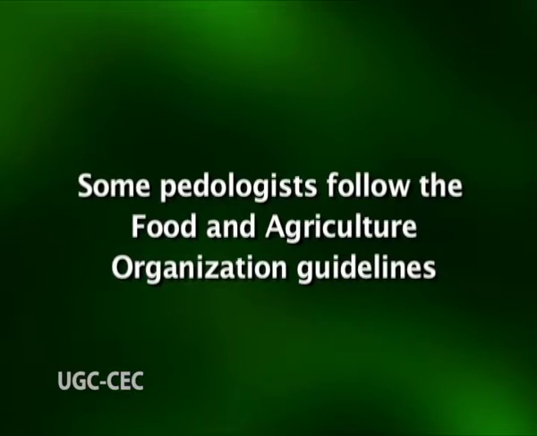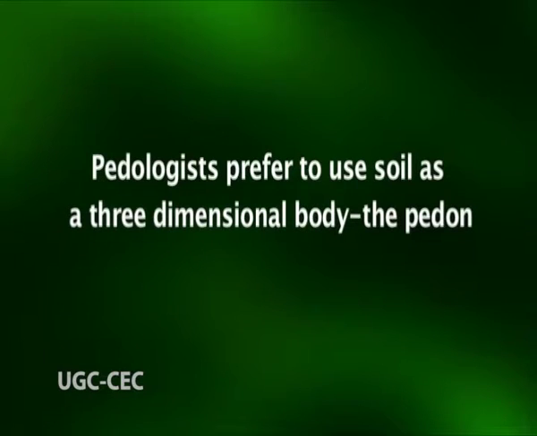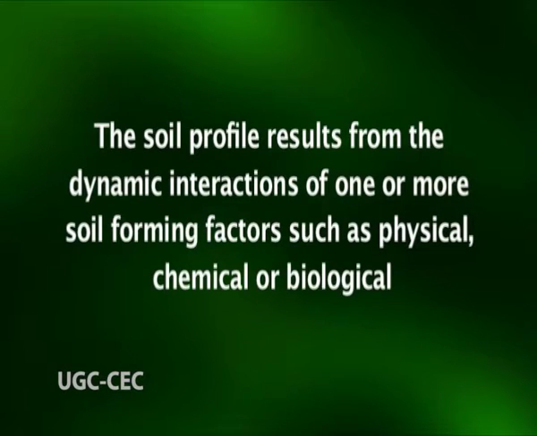However, there is disagreement of opinion about the use of these symbols, as some pedologists follow the Food and Agriculture Organization guidelines with local modifications and some do not use them at all, as the soil profile is an expression of only 2 dimensions of the soil body and pedologists prefer to use soil as a 3-dimensional body, the pedon. The soil profile results from the dynamic interactions of one or more soil forming factors such as physical, chemical or biological factors and results in the formation of a sequence of horizons.